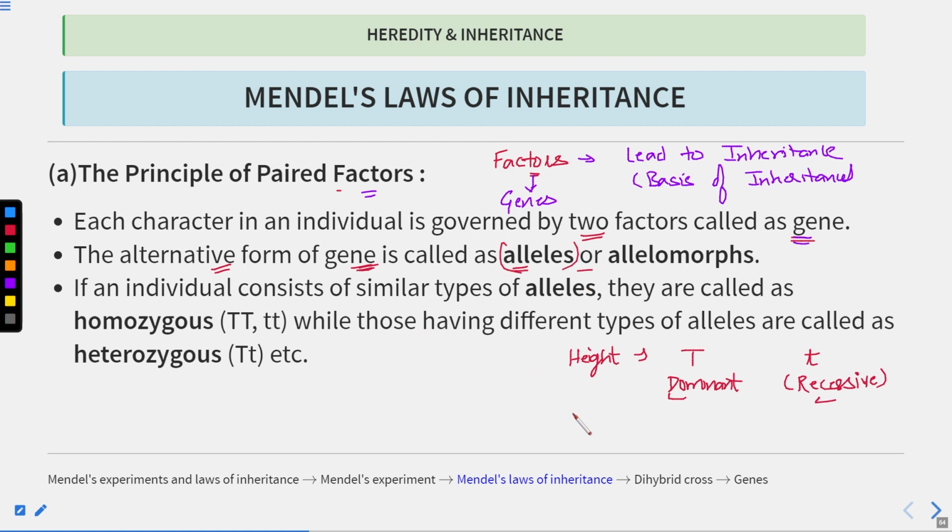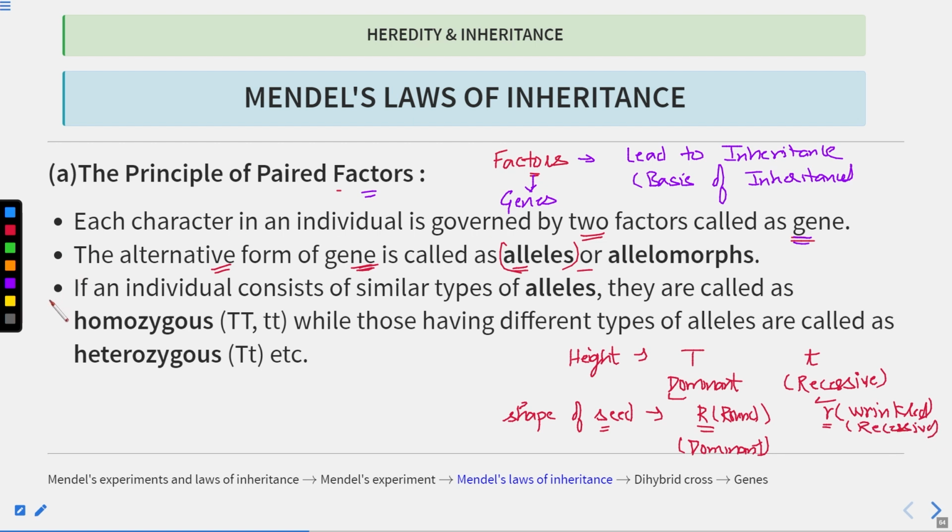Clear? If we talk about the shape of the seed, this is another character or trait. Suppose capital R is for round, and small r is for wrinkled. So again, this gene for the shape of the seed has two alleles. One is the capital R, another one is the small r. Suppose capital R is the dominant, so the round shape is dominant, and the other one is recessive.